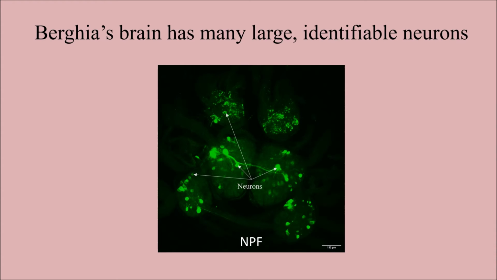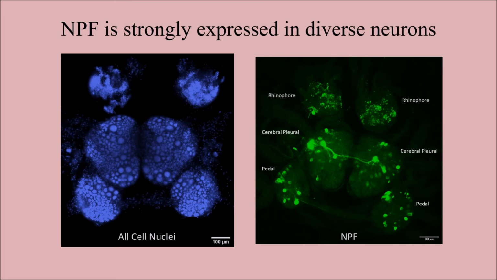One of the great things about Berghia is that their brain has large and identifiable neurons. There are regions in the brain that contain specific neurotransmitters, peptides, and hormones. Pictured here is the brain of a Berghia that has been stained to show cells expressing neuropeptide F. This was done through a technique called in situ hybridization, which fluorescently labels mRNA containing a sequence of interest, in this case neuropeptide F.